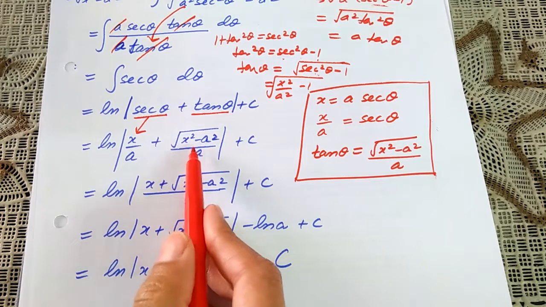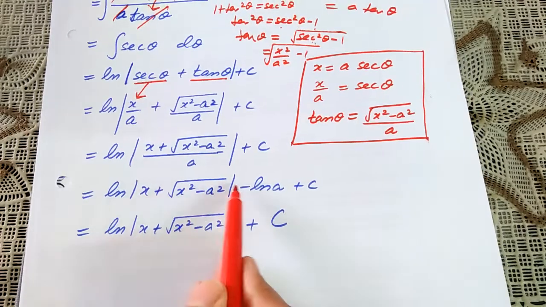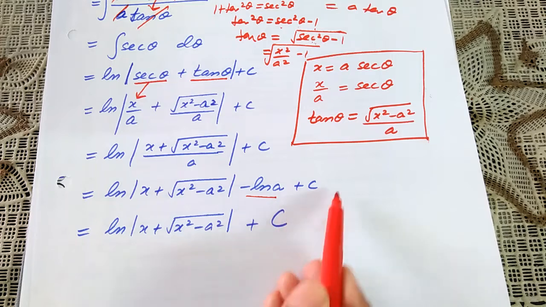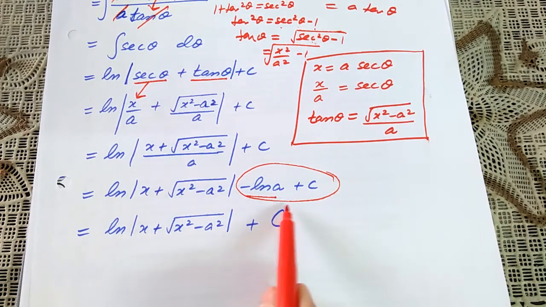Just replace it with this answer, take the LCM, then just separate using the property of log, and this can be replaced with some other constant. I have used the capital C here. You can use any letter for the constant term.